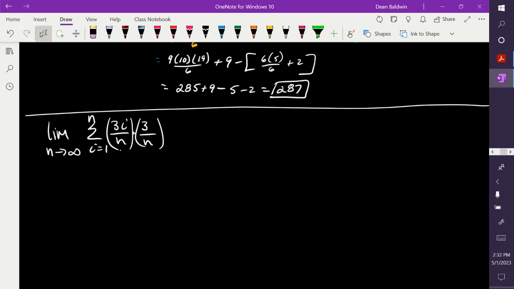We don't have to worry too much about the limit until the end. This is what we're building up to. We have the limit as n goes to infinity of the sum of i equals 1 to n of 3i over n times 3 over n. The first thing you want to do is get constants out of the sigma. What is a constant here? 3 is a constant, or 9. So I can pull a 9 out. Is there anything else that's a constant?